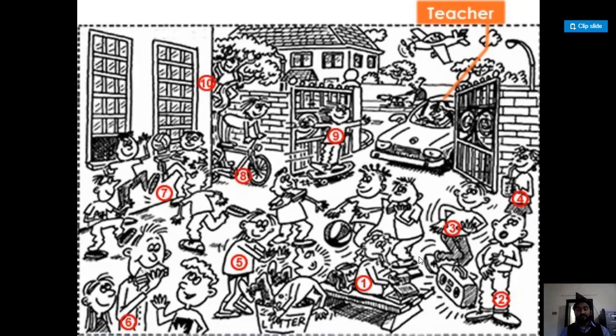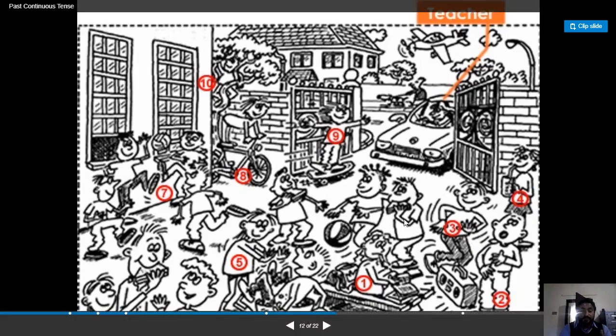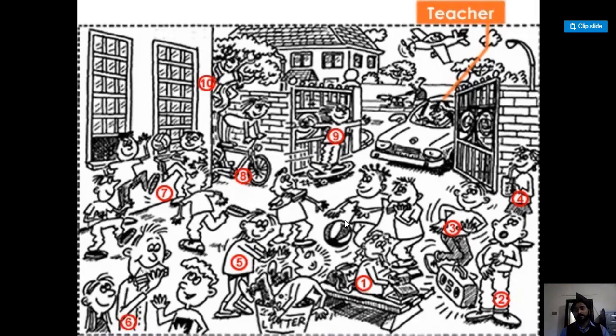So when something was happening, another action happened. The thing which was happening should be expressed in the past continuous tense, and the action which happened later should be expressed in the past simple tense.